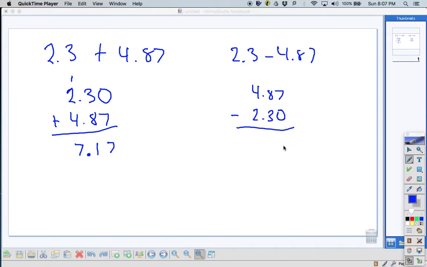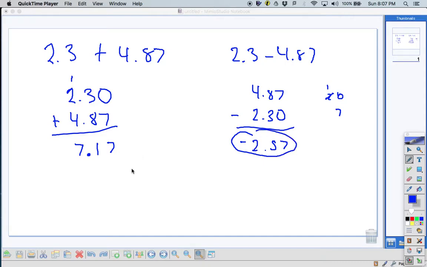And you do 7 minus 0 is 7. 8 minus 3 is 5. And 4 minus 2 is 2. And don't forget that if one of these, like if you had, say, 0 with a 7 on the bottom, that you're going to have to borrow from the column to the left in order to do that subtraction. Okay? It's nothing special, but you do have to remember that. So the answer here is 2.57. And now we have to go look back at the top. 4.87 is bigger than 2.3 because it was minus. The answer here is negative 2.57.